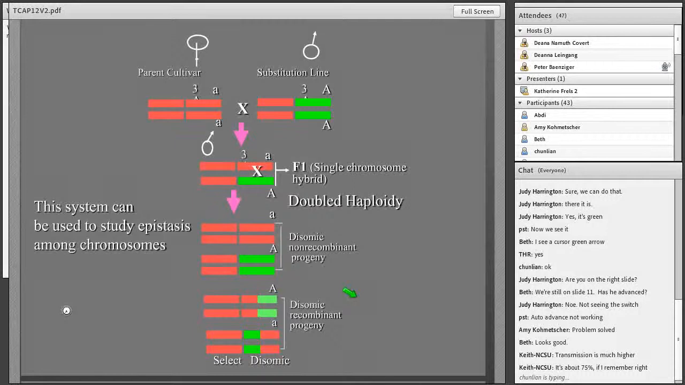Doubled haploid, same system. In this case, you take the parental cultivar, cross it by the substitution line. You have effective recombination only in 3A, from which you get non-recombinant gametes, or parent line types, and you will get the disomic progeny, which upon doubling will become basically recombinant inbred chromosome lines that are homozygous and true breeding.